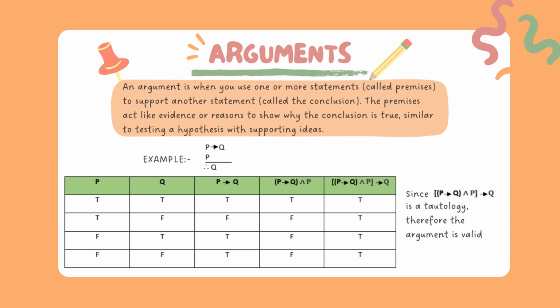As you can see here, we have the truth table of P implies Q and P implies Q, where the truth value of P is true, true, false, false. For Q, true, false, and then P implies Q, true, false, true, true. For P implies Q and P is true, false, false, false, and lastly, the result will be true, true, true, true, which is a tautology. In conclusion, since P implies Q and P implies Q is a tautology, therefore the argument is valid.